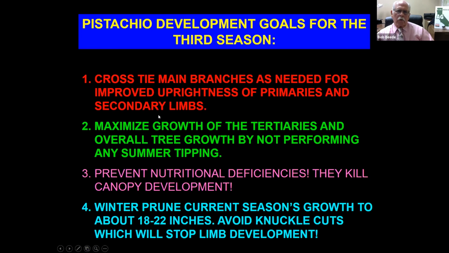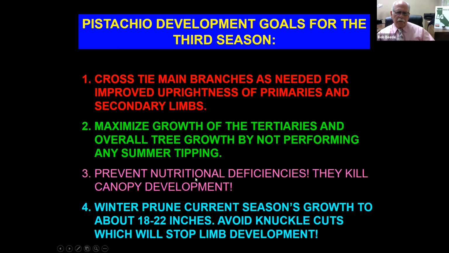positions. Goals for the third season, need to cross tie the main branches, maximize growth of the tertiaries. We don't tip the tertiaries in the third growing season. Let the tertiaries grow, let the tree recover on the vase-shaped system from the heavy pruning that you performed in the second growing season. This gets the tree nice and strong for early fruit development.